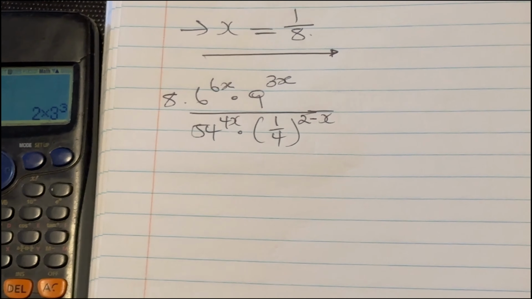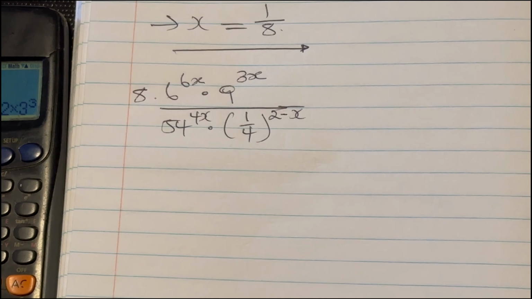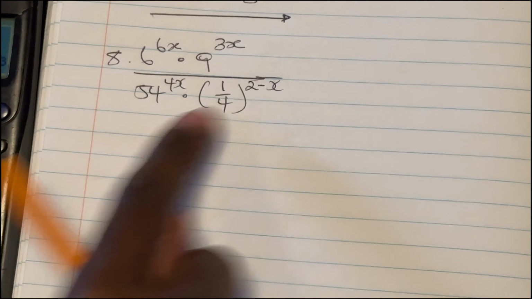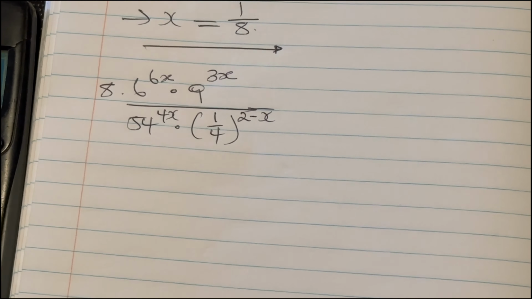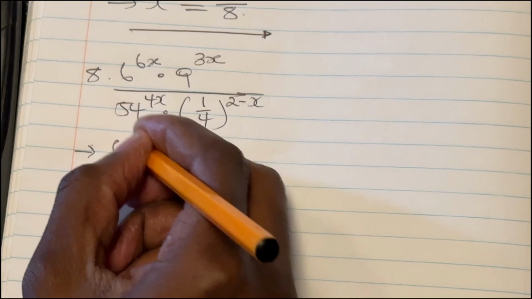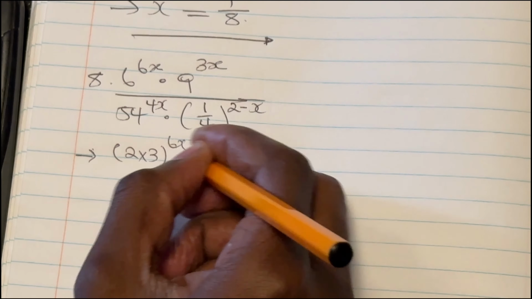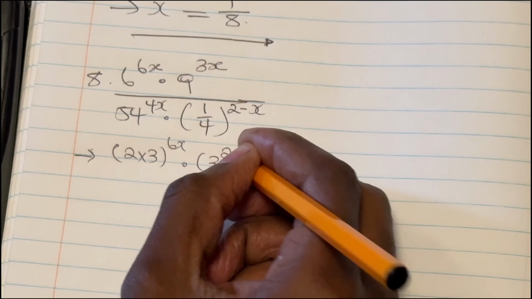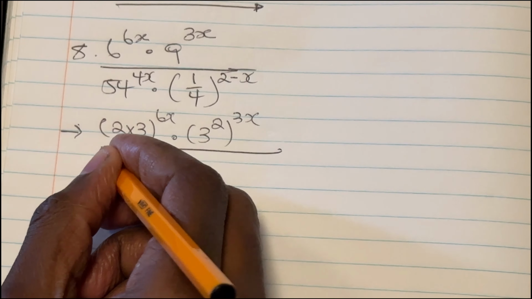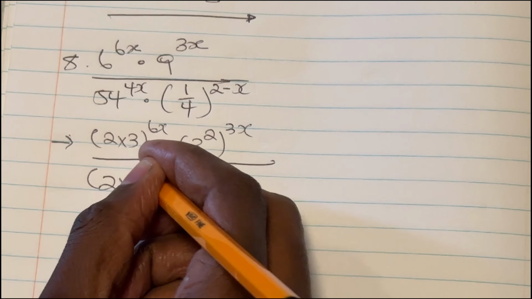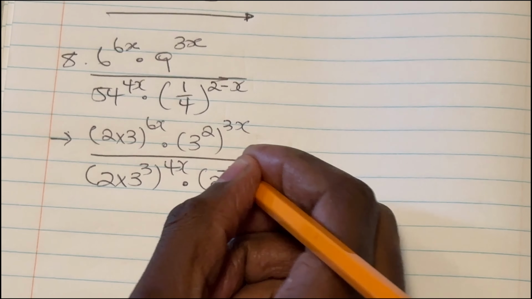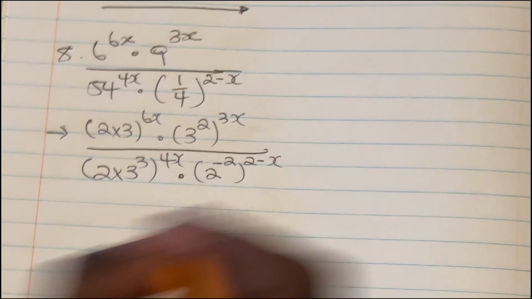But here, remember, when you have a negative exponent, you change it into a fraction where it goes below. So here we can take it back to 2 to the power of negative 2. So now let's solve it. We get 2 times 3 to the power of 6x times 3 to the power of 2 times 3 to the power of 3x, which is also 54. You can write it as 2 times 3 to the power of 3 times 4x, to the power of 4x, times 2 to the power of negative 2, 2 minus x.